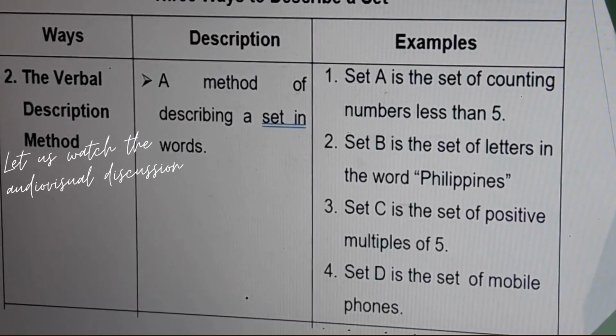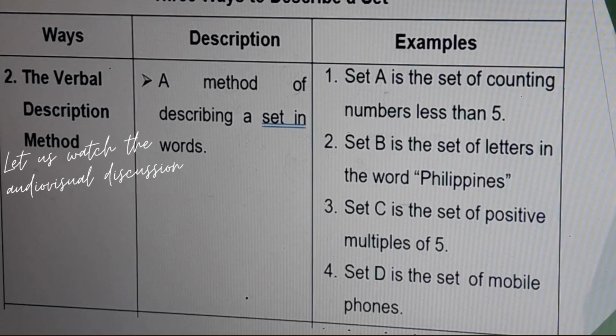Now, 3 ways to describe sets. Again, number 2 is the verbal description method. It is a method of describing a set in words. Example, set A is a set of counting numbers less than 5. So what you're going to put in your roster set are the numbers less than 5. More than that is not included.